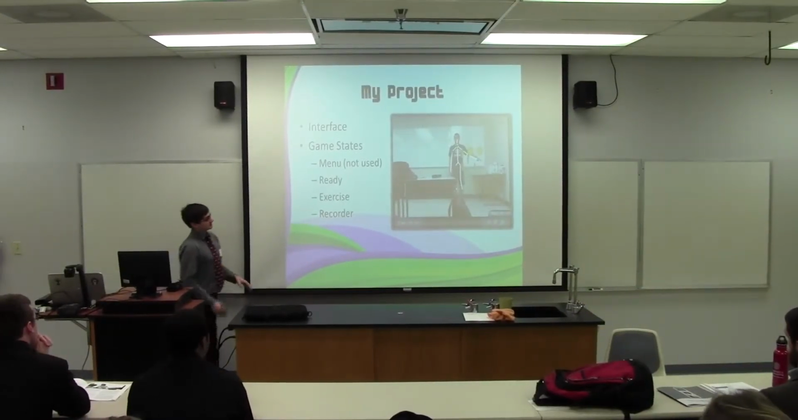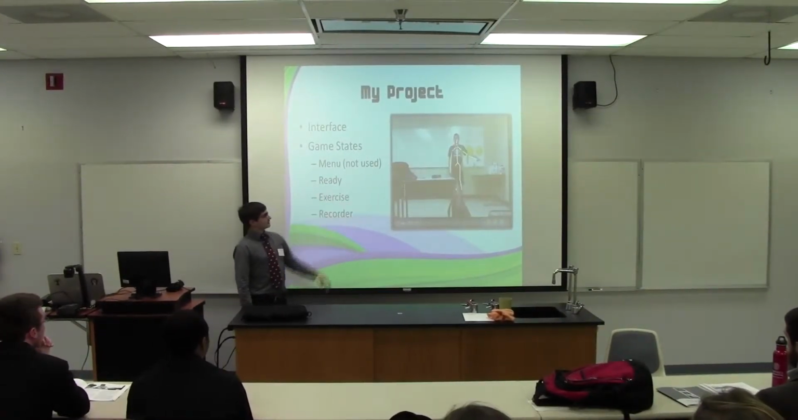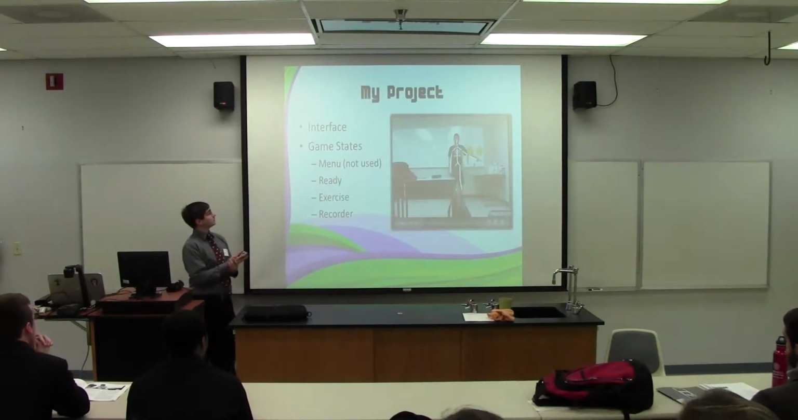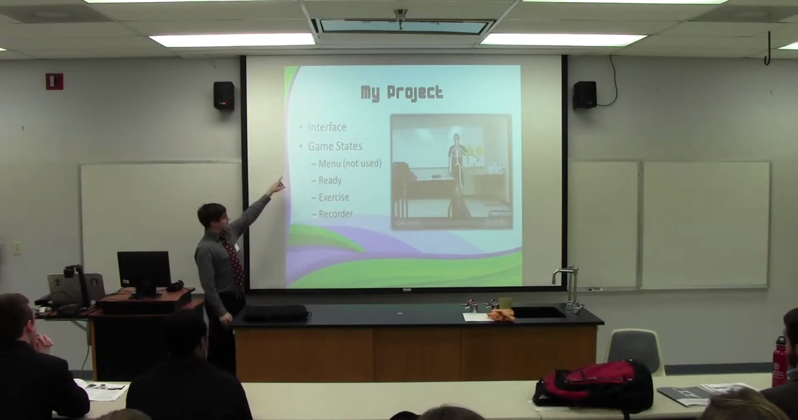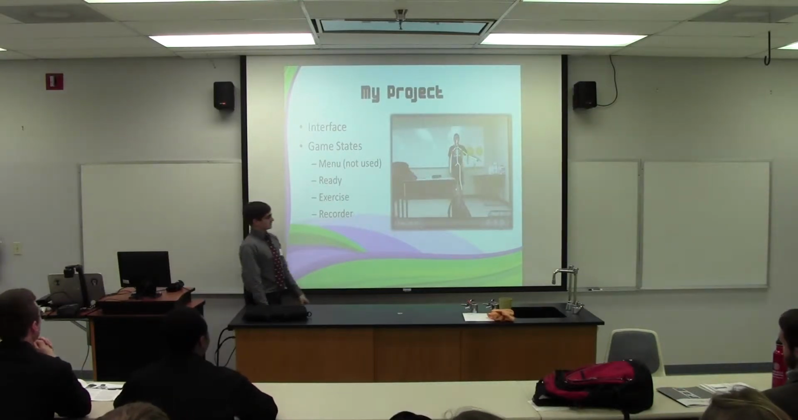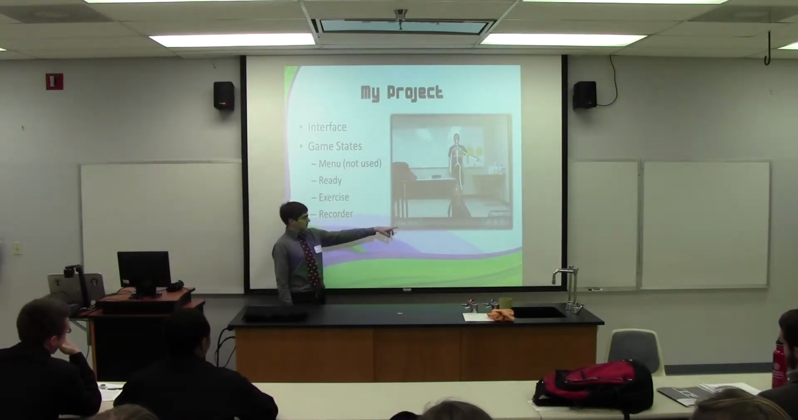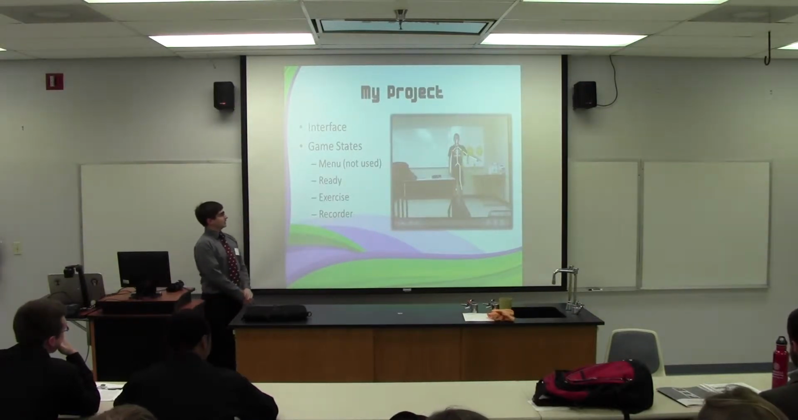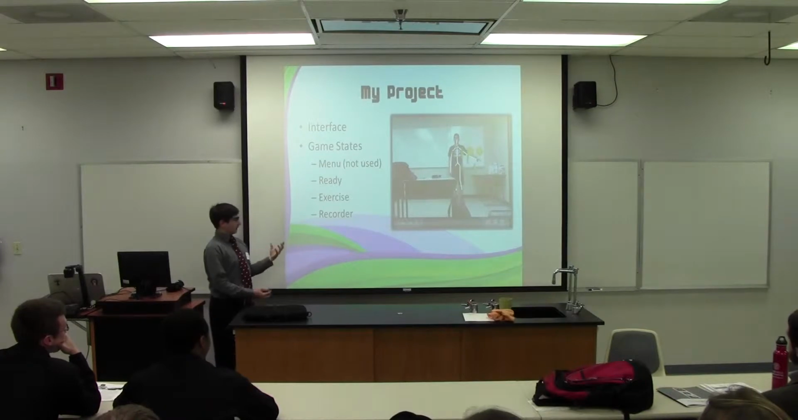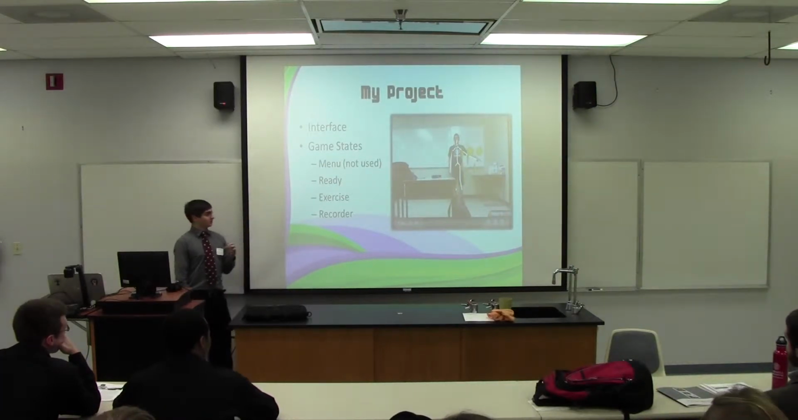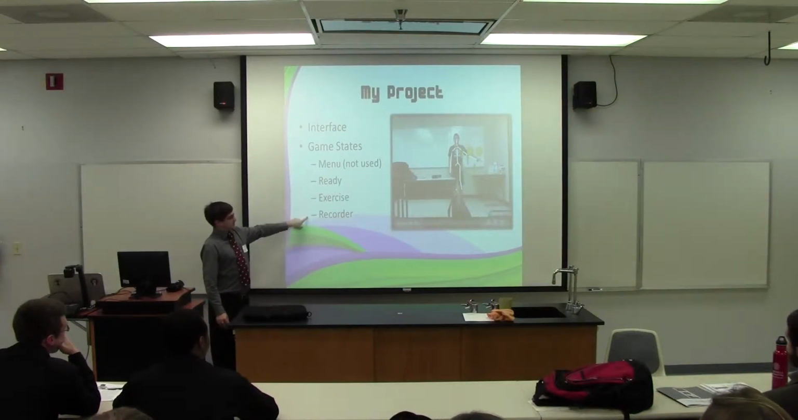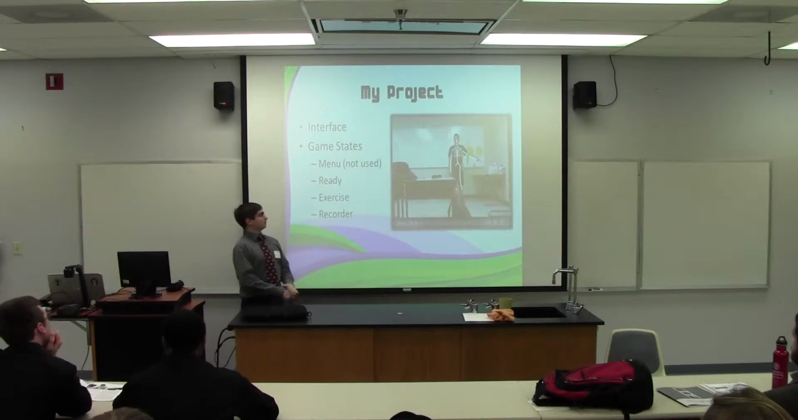For my project, here's a picture of the actual application, at NV20, the common housing place for computer science students. So this is the general interface. As you can see, there's a little user interface bar down at the bottom to present the user with some feedback. The way that the application works is right now it runs on 4 different states, although one of them is not used. I have a menu state, a ready state, an exercise state, and a recorder.